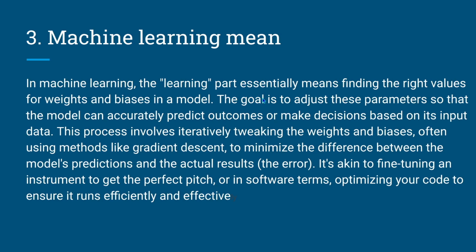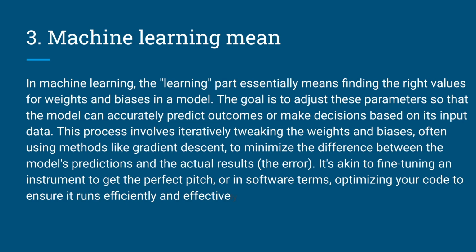Machine learning meaning. In machine learning, the learning part essentially means finding the right values for the weights and biases in the model. The goal is to adjust these parameters so that the model can accurately predict the outcomes or make decisions based on its input data.